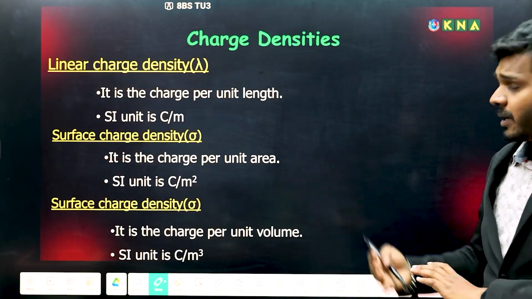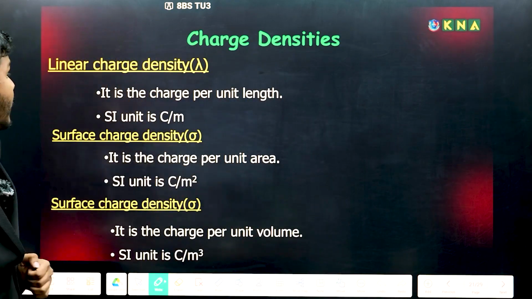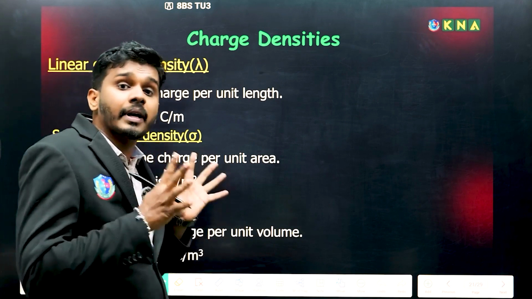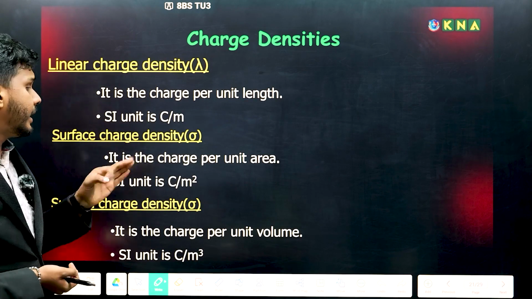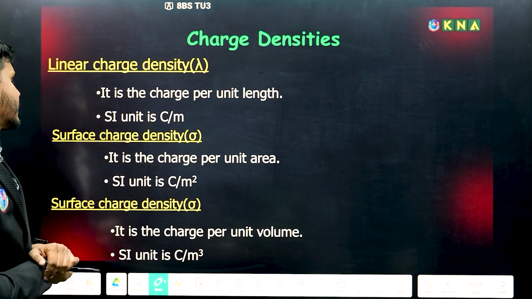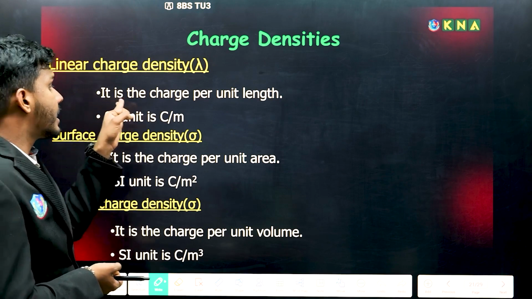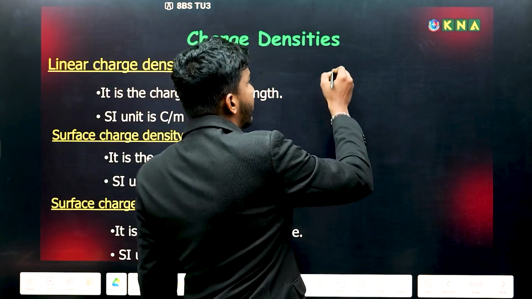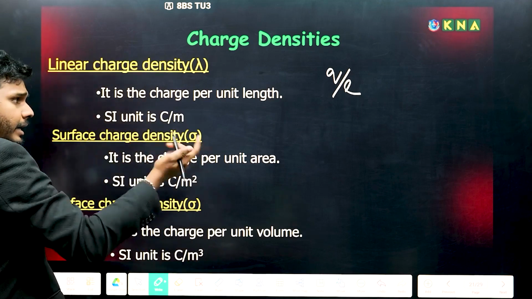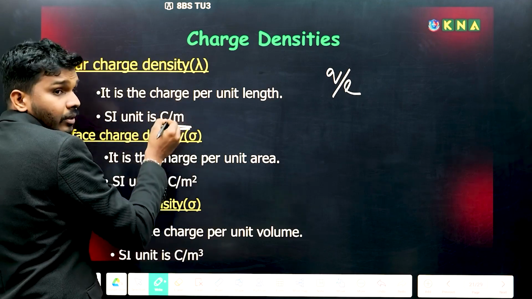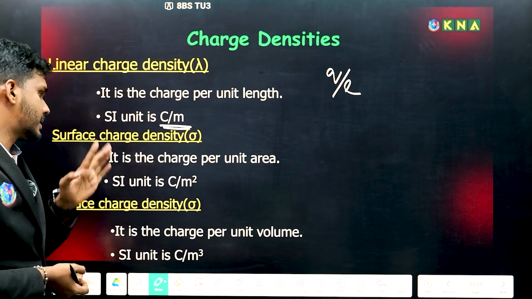Okay. Next, we want to understand some charge densities. What are the different charge densities? First one, linear charge density. What is linear charge density? Linear charge density is charge per unit length. Charge in coulomb per unit length in meter. Coulomb per meter is the SI unit.